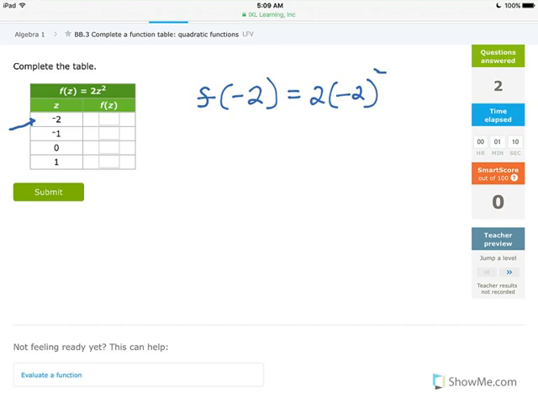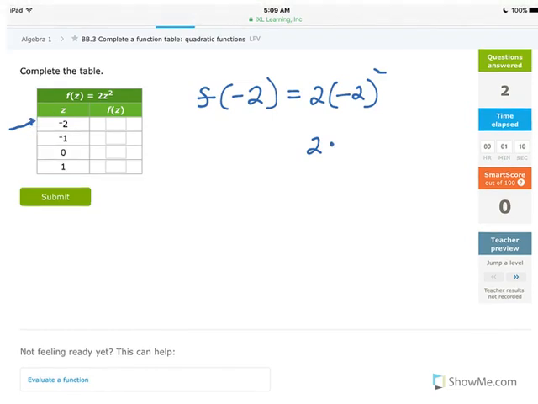So when you do negative 2 squared, negative 2 times negative 2 is going to make it positive 4. So you get 2 times 4. And then 2 times 4 should get you 8. So an input of negative 2 will get you an output of 8. So we'll put 8 right here.